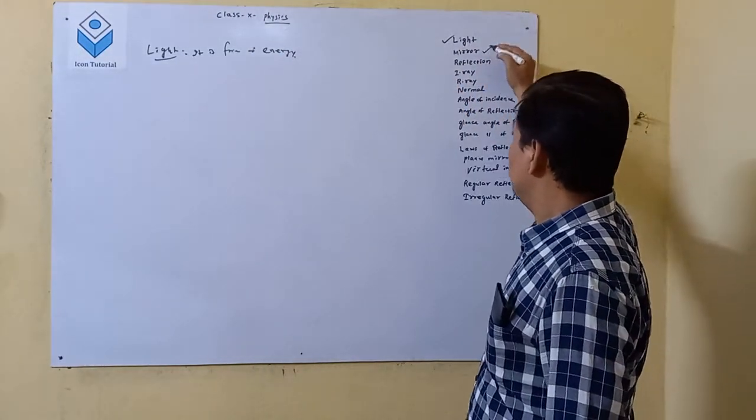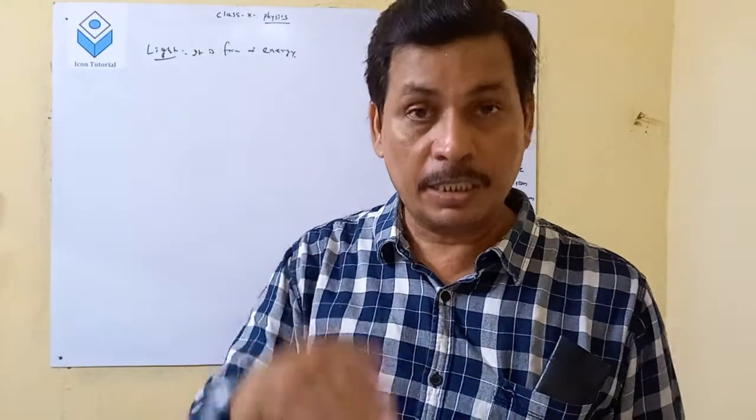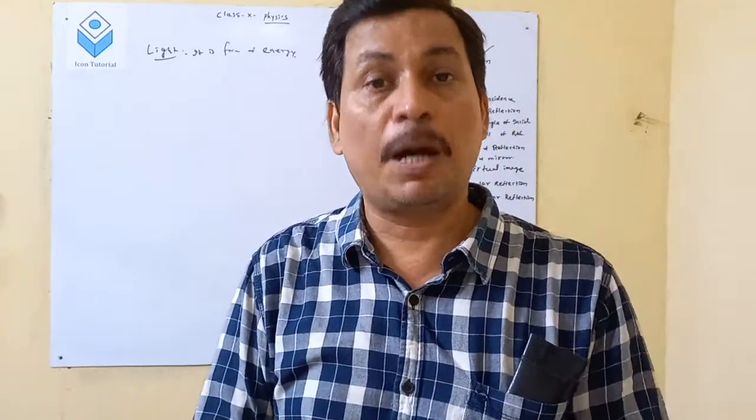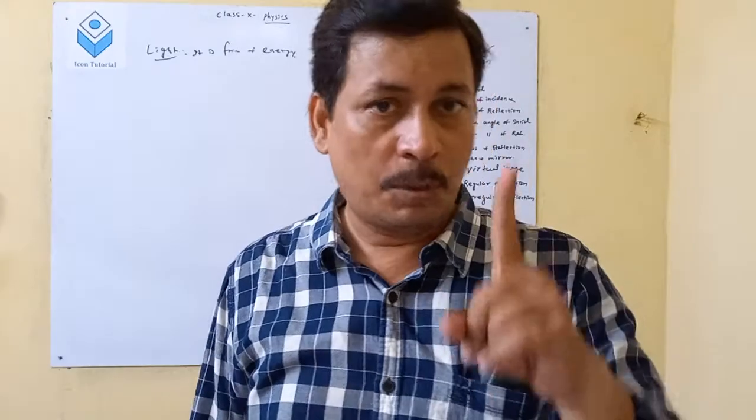So mirror, what is mirror? Mirror is a shining surface, meaning when light falls on this mirror, it is reflected back or bounced back. The bouncing back of light from a shining surface is what a mirror does. So what is light? A form of energy which gives the sense of vision, or which makes the object visible. Number one, that is light.